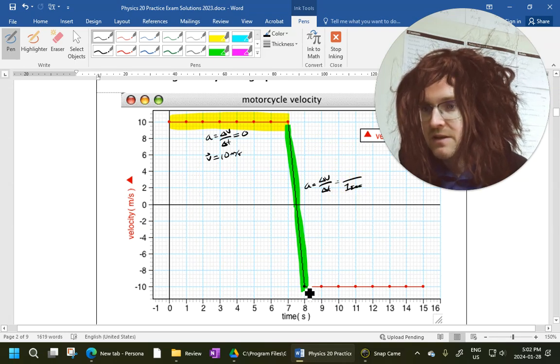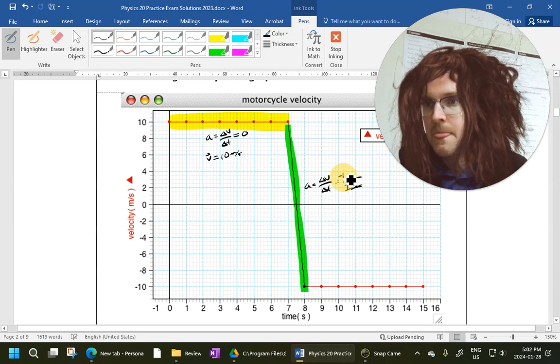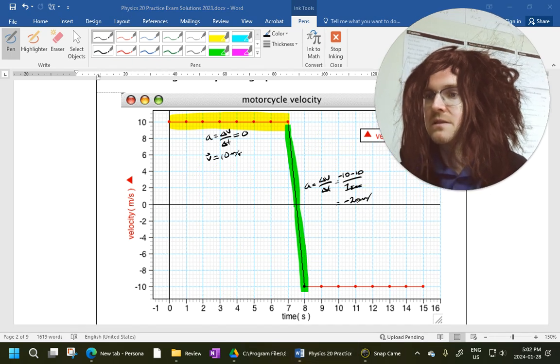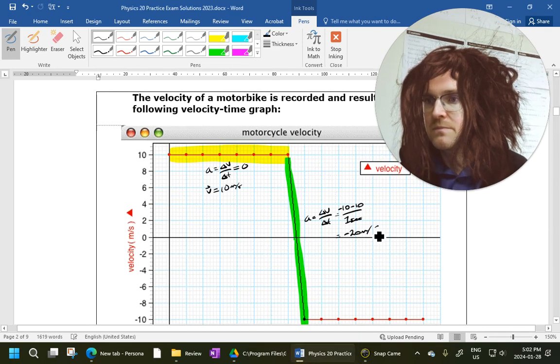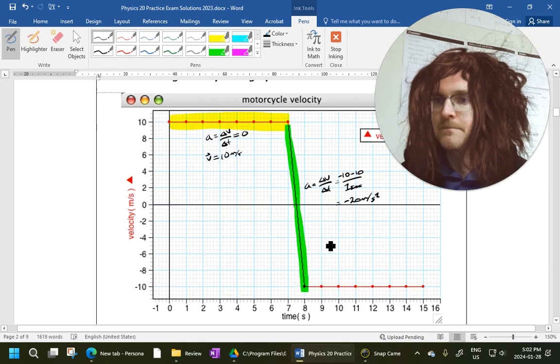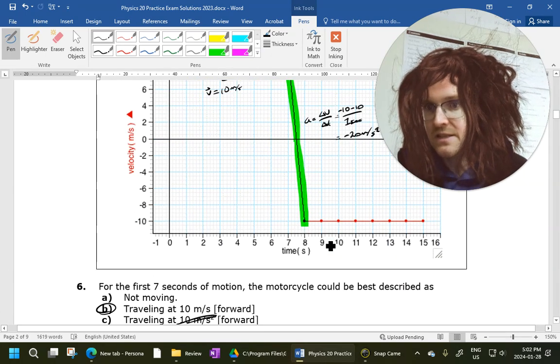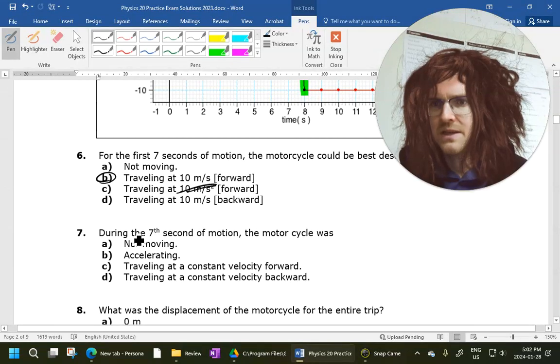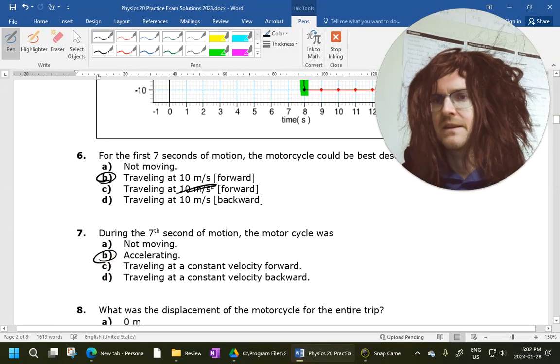My change in velocity, if I go final, -10, minus my initial, +10, means my acceleration is -20 meters per second squared. Which means it's decelerating and then speeding up in the backwards direction. So we're definitely accelerating.